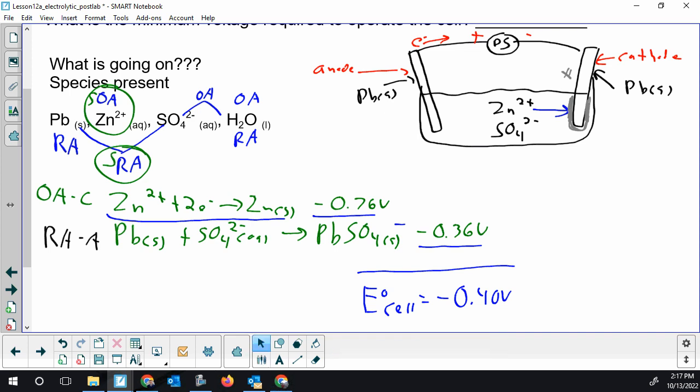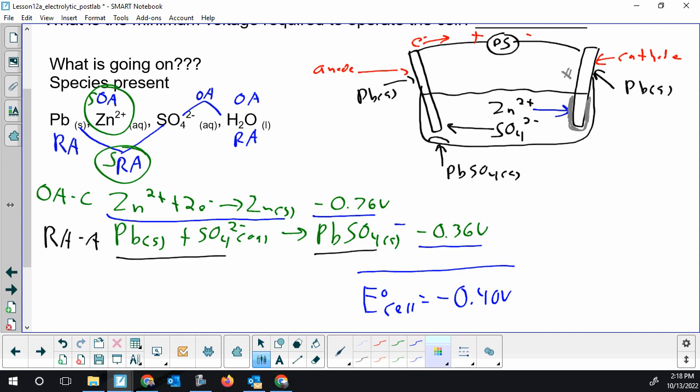At the other side, we've got lead and sulfate reacting. So we're going to have anions going towards the anode. The lead electrode and the sulfate are going to form an ionic compound, and that's just going to precipitate and collect at the bottom. So PbSO4 solid would be made at the electrode, but then it would just fall right down underneath it.